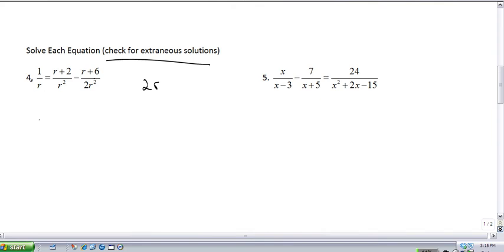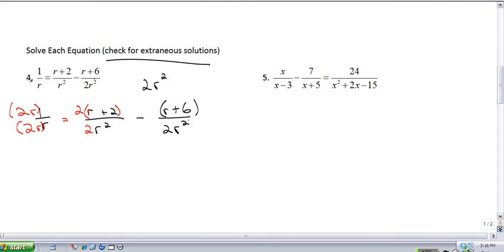I'm going to take the first fraction, which is 1 over r, and multiply it by, let's see, how do I make r into 2r squared? Well, I multiply r by 2r. So I have to do that to top and bottom, and that equals 2r over 2r squared. Next, r plus 2 over r squared. How do I make r squared into 2r squared? I multiply it by 2, 2 on the bottom, 2 on the top, minus r plus 6 over 2r squared.